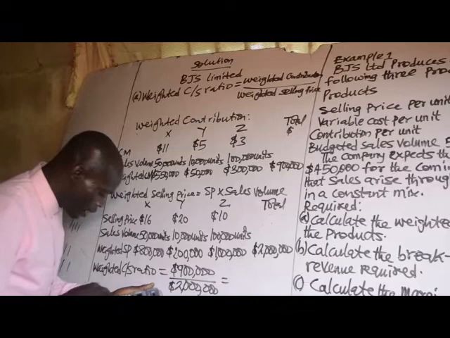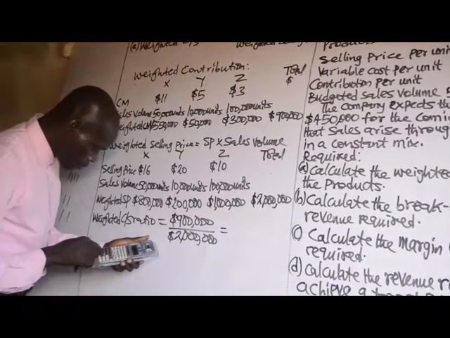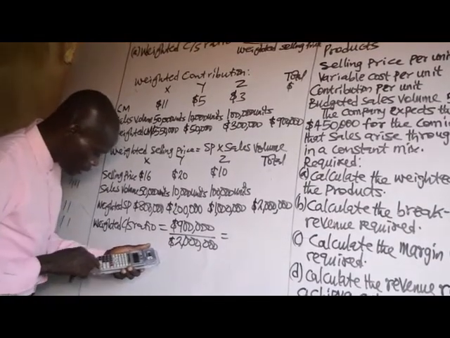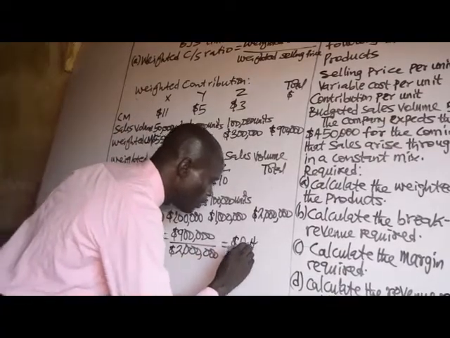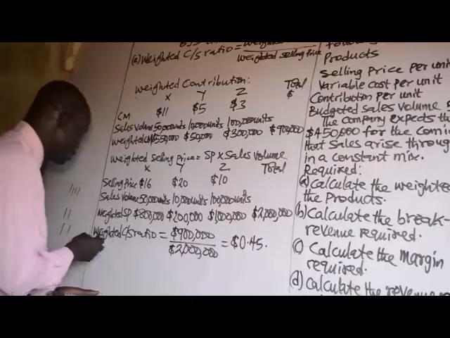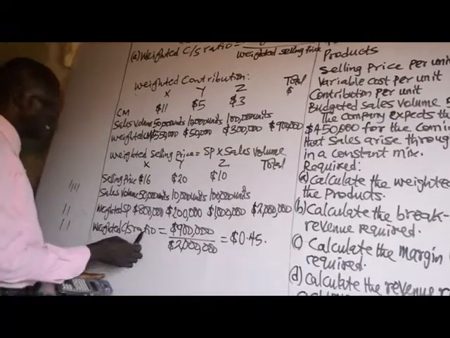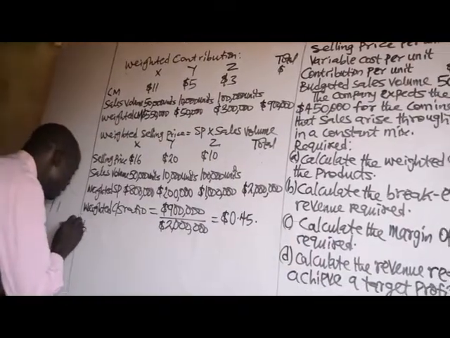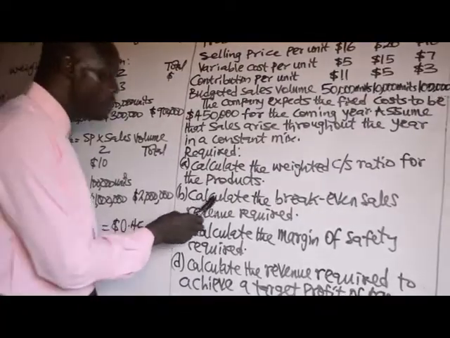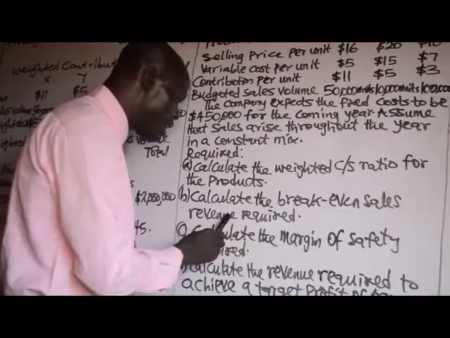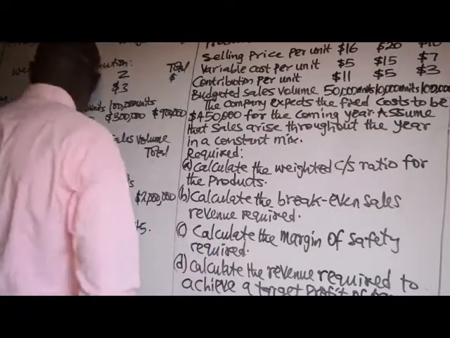If you divide 900,000 by 2 million, that gives us $0.45. That is the weighted CS ratio. That is the answer to A. B. Calculate the break-even sales revenue required.